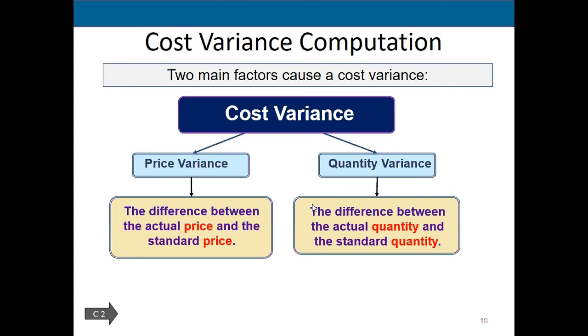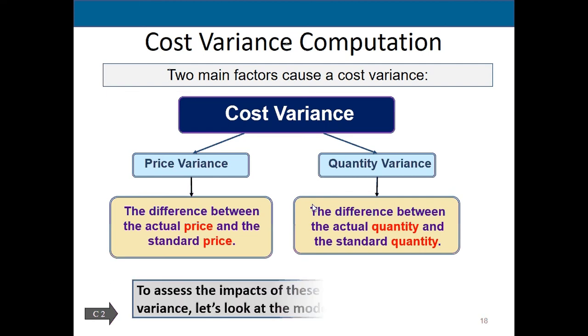Either the price was different than what we budgeted, or the quantity was different than what we budgeted. And actually, I'll change that to say either the price was different from what we budgeted and or the quantity was different from what we budgeted, because it can be a little bit of both. It can be price and quantity without a doubt.